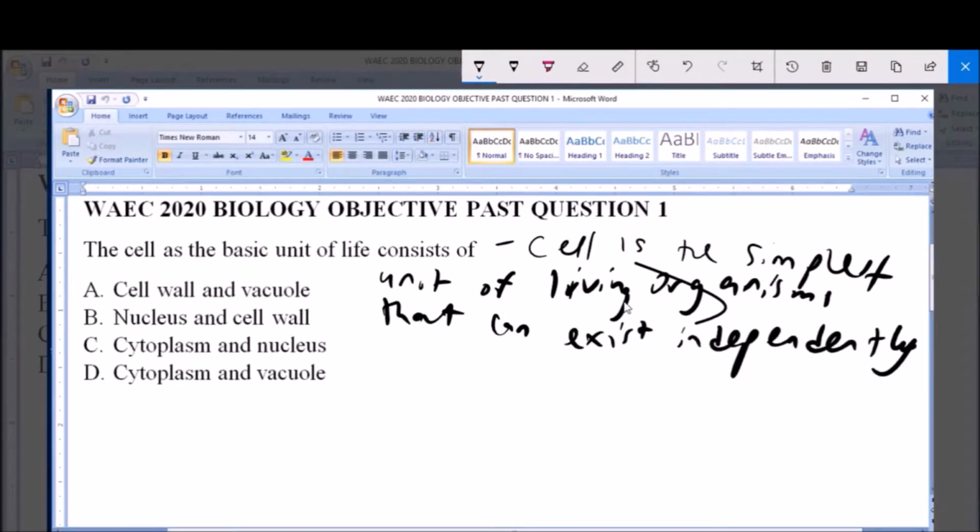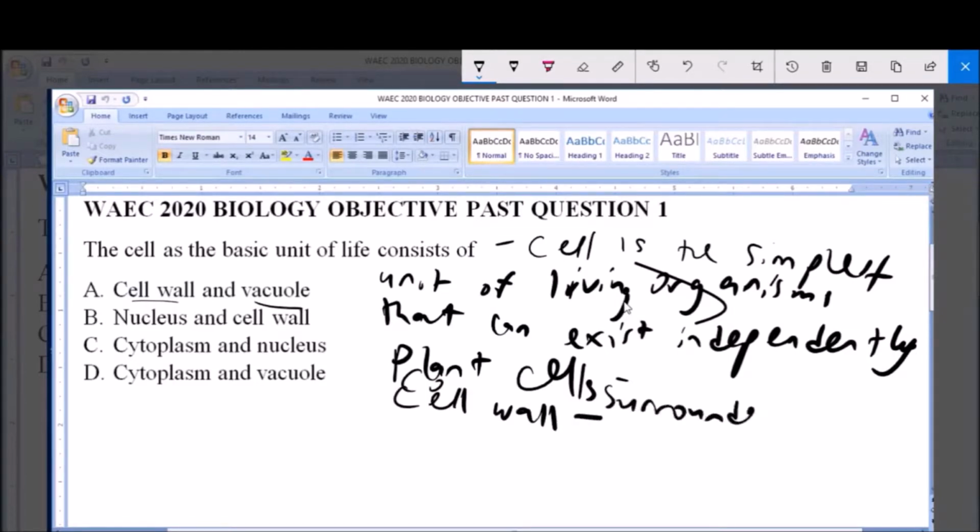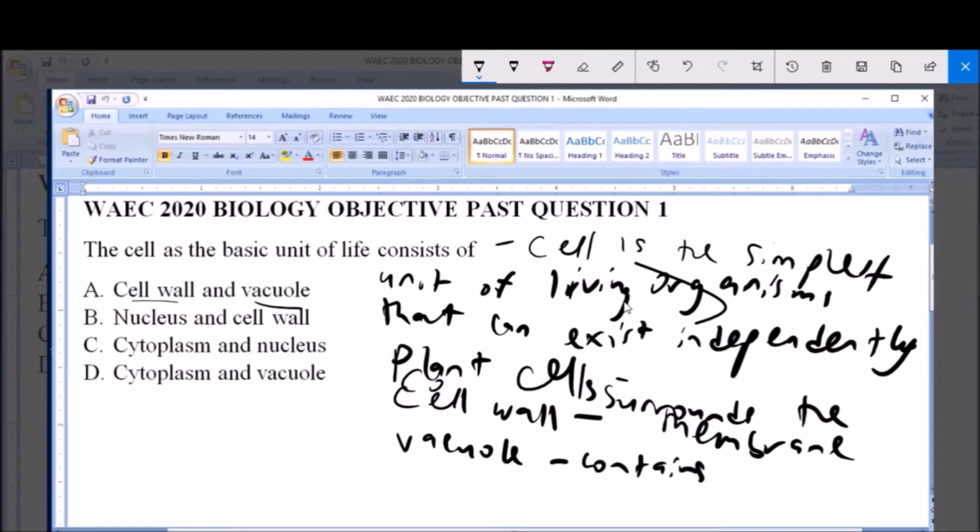Now, option A, which says cell wall and vacuole. The cell wall and vacuole is mainly seen in plant cells, and the cell wall basically surrounds the membrane and provides structural integrity for the cell, while the vacuole contains many substances such as excretory substances and enzymes.